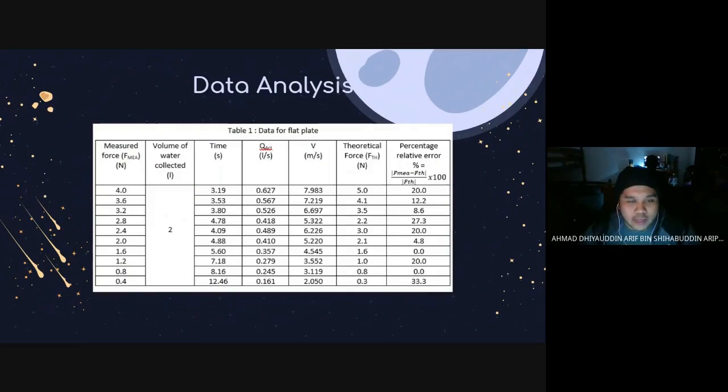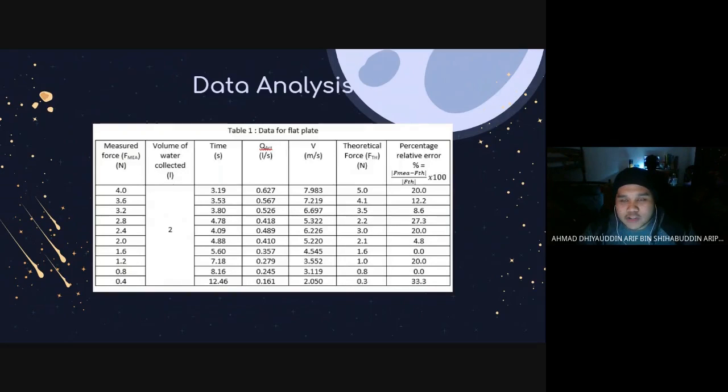Okay, hello. I'm Jordan. I will carry on for the data analysis part. As usual, we are required to record some things and calculate some things. For this time, in the table, there's measured force, which is F mean recorded in Newton, volume of water collected in liter, time in second, actual flow rate in liter per second, velocity in meter per second, and theoretical force in Newton.